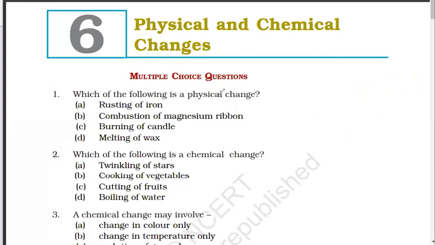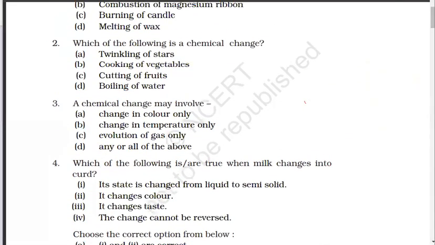Okay, so which of the following is a physical change? Yes, melting of wax. Very good, everyone. First, D. Second one, which of the following is a chemical change? Cooking of vegetables, sprinkling of starch, cutting fruits, boiling water. Cooking of vegetables, very good. Second answer, B.